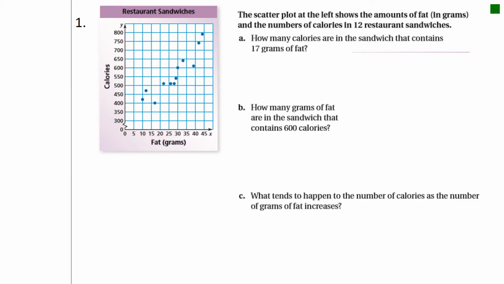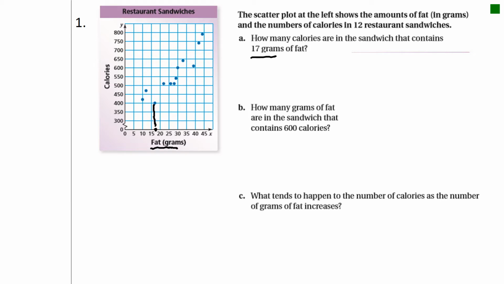All right, let's go ahead and take a step back. I need you guys to be able to interpret scatter plots before we go into any of those big picture predicting the future. Okay, the scatter plot on the left shows the amount of fat in grams and the number of calories in 12 restaurant sandwiches. How many calories are in the sandwich that contains 17 grams of fat? So how am I going to use my scatter plot to predict that is first I'm going to go to the x-axis because the x-axis is what has fat and I'm looking for 17 grams of fat. Then I'm going to go in between 15 and 20 is 17, right about here. And I'm going to find the number that's closest to that so I can predict.